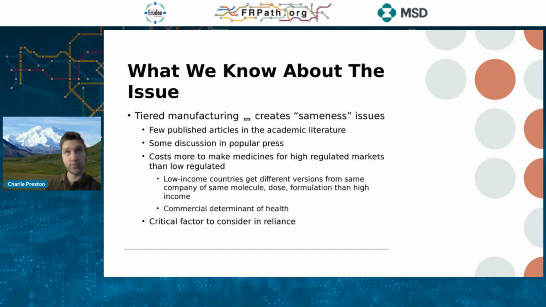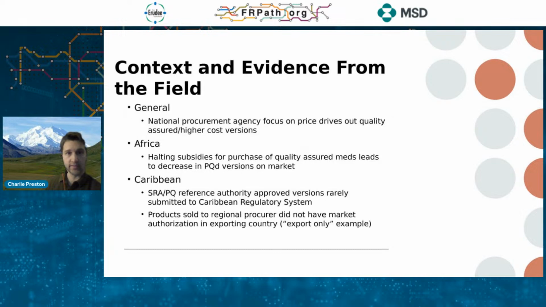So this is obviously an important factor to consider in reliance. And as Larry and Mario were already speaking to, if you've got a reliance system that's based on a reference authority, you want to make sure that whatever the reference authority has approved is the same product that's being submitted to the agency. And so we'll talk more about some of those pieces. So this is what I was mentioning. This is just to give you a little bit more of a feel for how the tiered manufacturing piece and sameness has played out in some of the different experiences that I've had over the last couple of years.